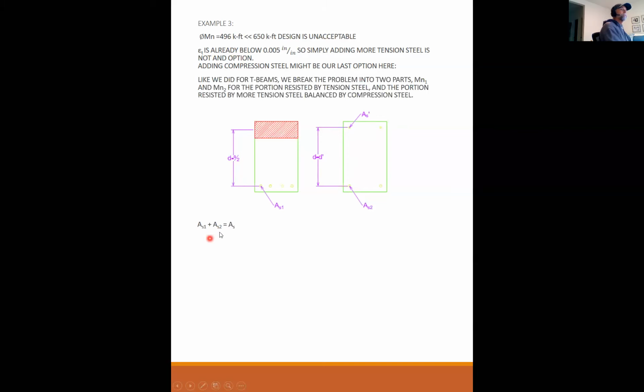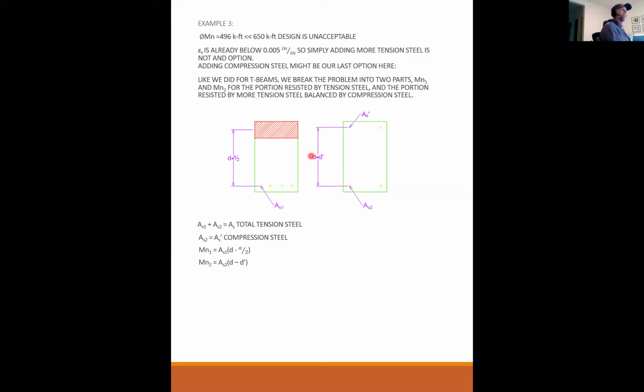So As1 plus As2 is equal to the total tension steel. As2 is equal to A prime s. These two are balancing the compression steel. And so then Mn1 is equal to As1 times d minus a over 2. And Mn2 is equal to As2 times d minus d prime. So we're splitting the capacity into two beams.